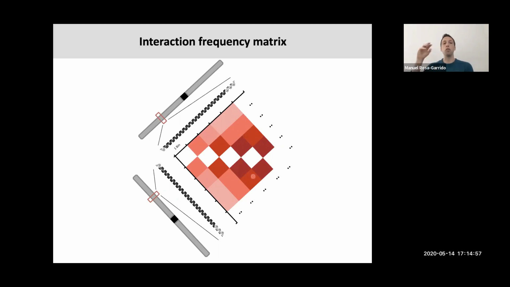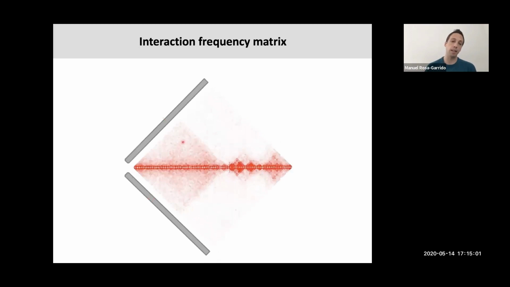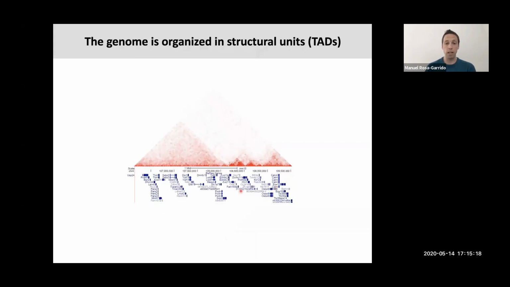Okay, but if we zoom out now and we focus on a bigger region, we are going to have something like that, where you can start seeing the characteristic Hi-C profiles, the pyramid-like Hi-C profiles. As you can see here, the top and the bottom part of this matrix are identical. So what we normally do is remove this bottom part and display here the genes that are encoded in this region of the genome.